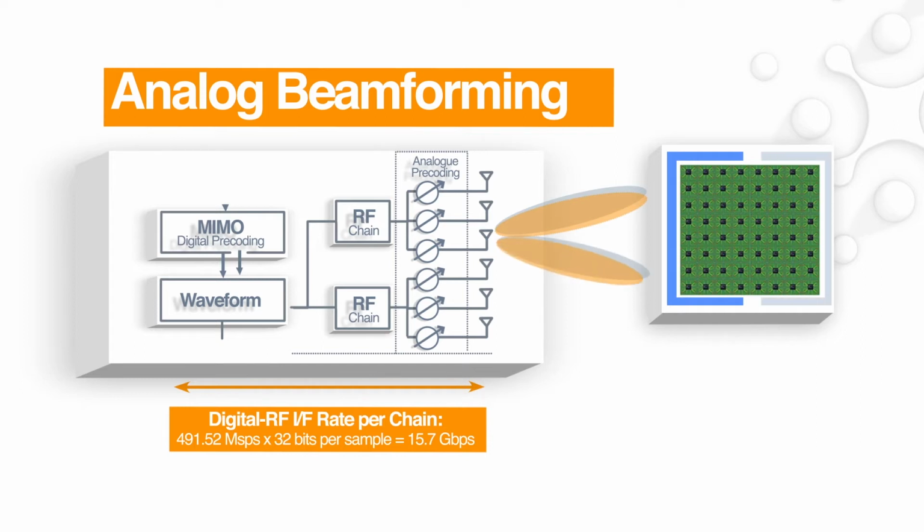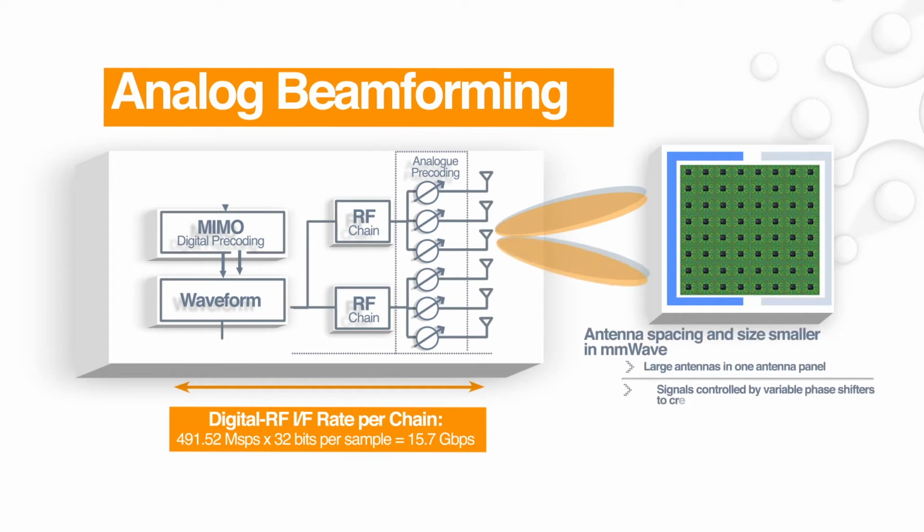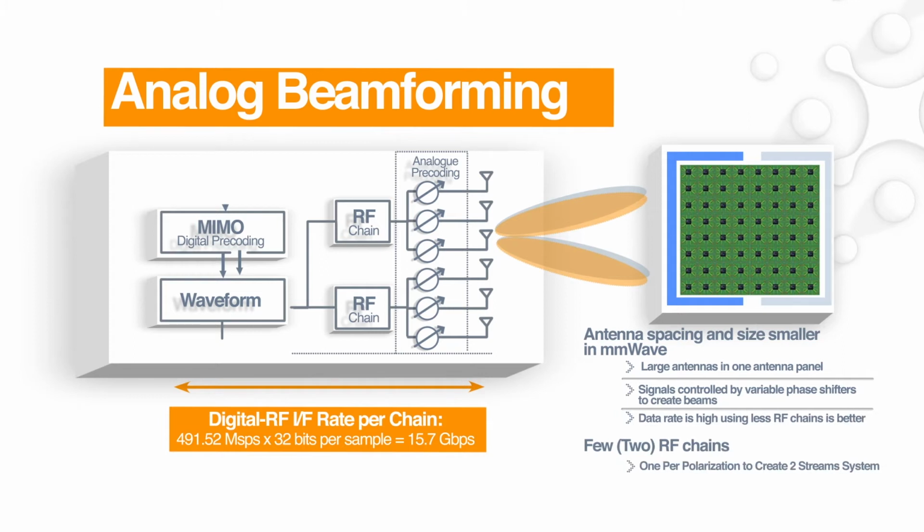Programmable phase shifters are used to control the phase of the common signal going to the antennas and direct the signals in different directions. Antenna panels are typically cross-polarized, one polarization for the horizontal or H-plane and one polarization for the vertical or V-plane. This method also means that there are few radio chains feeding a set of antennas. One RF chain usually feeds signal to one polarization. This would result in a maximum of two streams for the system.